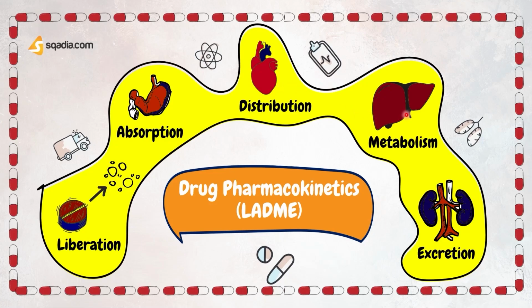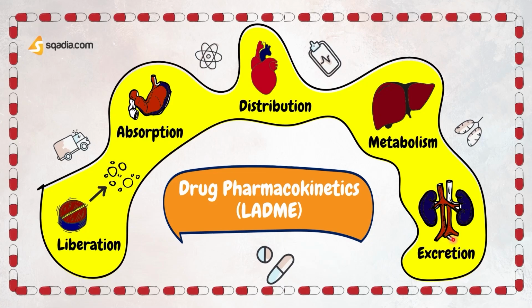So this stage refers to chemical alteration of the drug by enzymes in the body, usually in the liver, to produce metabolites that are more easily eliminated from the body. Metabolism can affect the pharmacokinetics and pharmacodynamics of the drug and can also be influenced by various factors such as genetic polymorphism, drug interactions, and disease states. Next we have excretion.